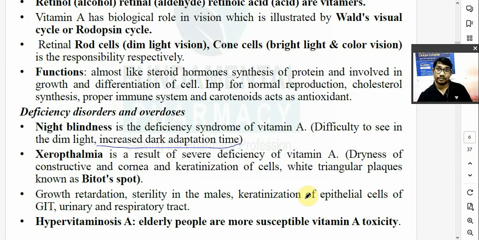A very long time, half an hour, 20 minutes, 10 minutes. So you should get accommodated, your eyes should get accommodated with that dim light within 5 to 10 seconds, that's it. That is known as the dark adaptation time. Now, due to deficiency of vitamin A, xerophthalmia occurs. Xerophthalmia means complete destruction of your retina, you know.